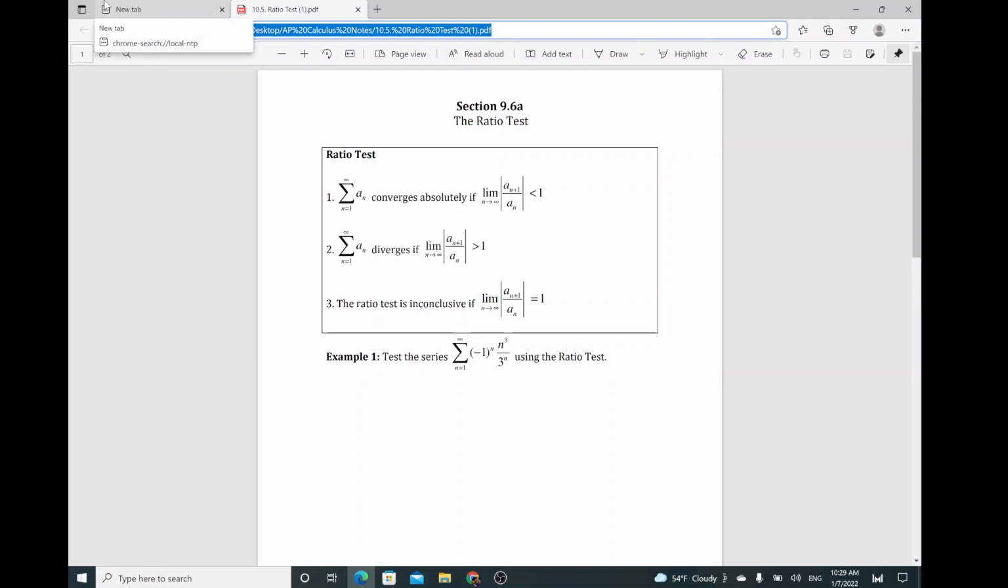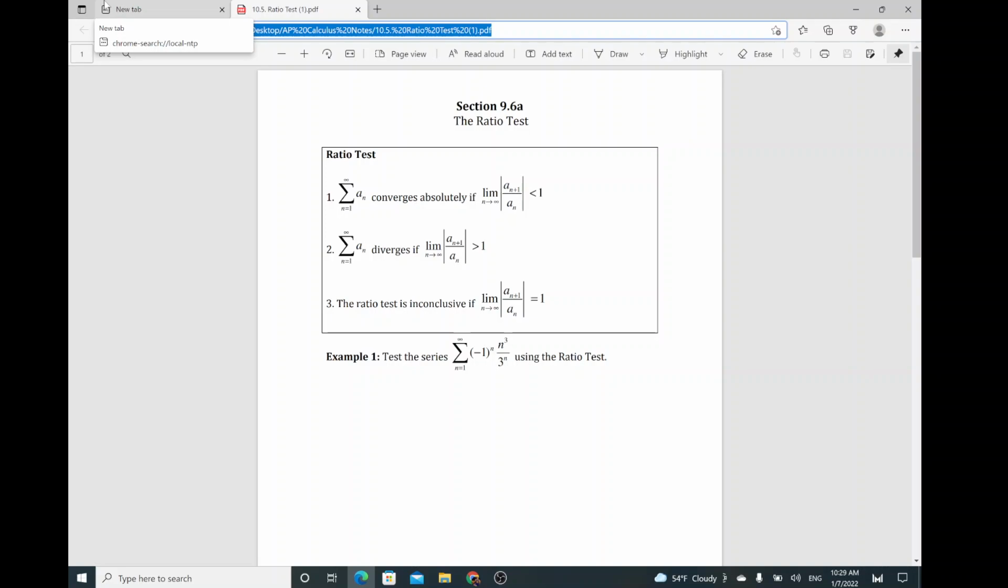So today I would like to talk about section 10.5 from the Rokawski Calculus BC textbook, ratio tests. Once again, it's about infinite series. There are so many tests in this unit, and one of those is the ratio test. This one shows three different conditions.